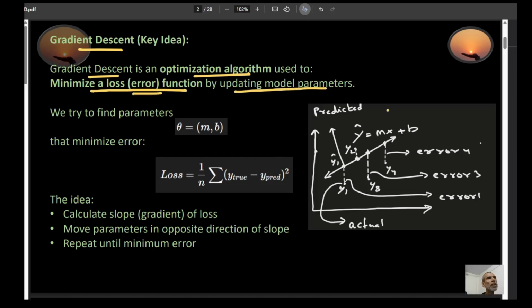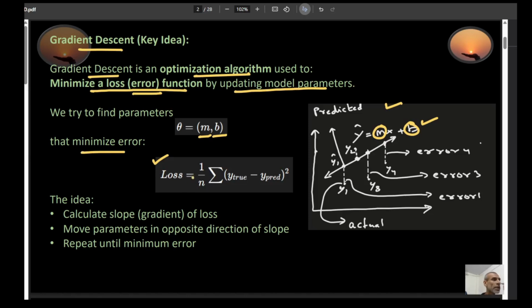So suppose you're working with a linear regression model right here. This is a linear regression model. In this case, we try to find this m and this b, and we try to find this m and b in such a manner that your loss function, that would be this right here, is minimized. In other words, this loss is as minimum as possible.